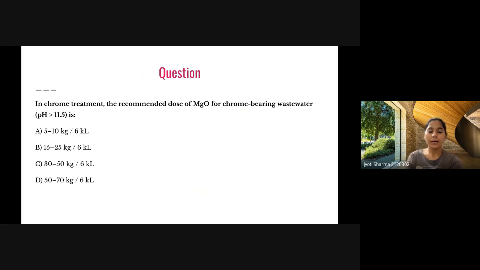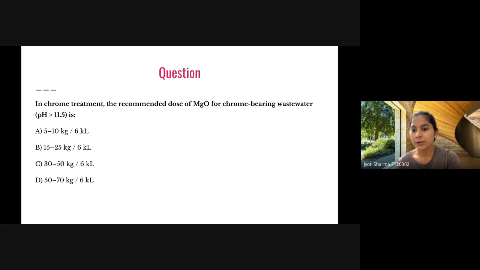Okay. Now, because there was the chrome that we use, right? We will have wastewater with a high concentration of chrome, so we have to remove that chrome from the wastewater. In chrome treatment, the recommended dose of MgO for chrome bearing wastewater is, so to remove the chrome we are using magnesium oxide, but how much concentration, how much dose do we have to give?